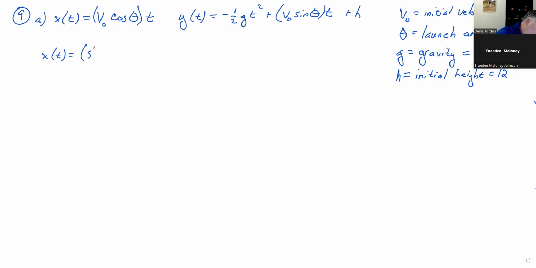So we have 88 cosine of 30 times t. Cosine of 30 is √3/2. So your x equation is 44√3 times t.